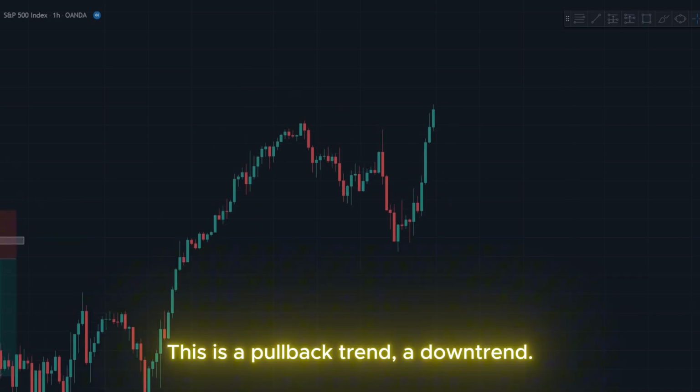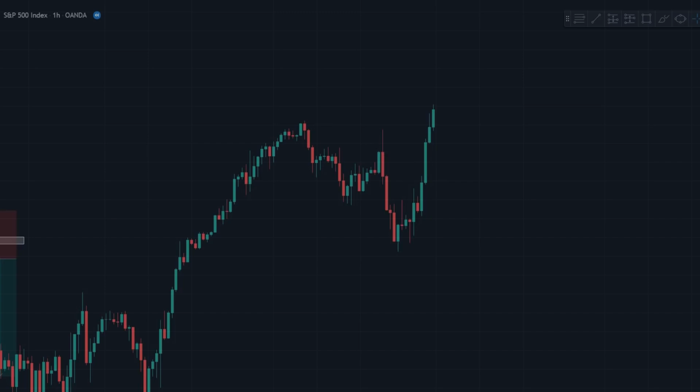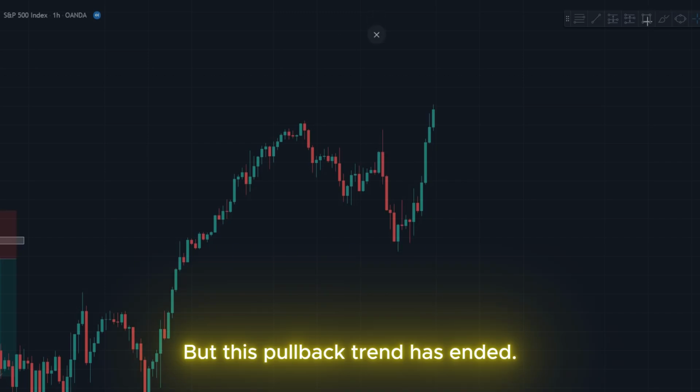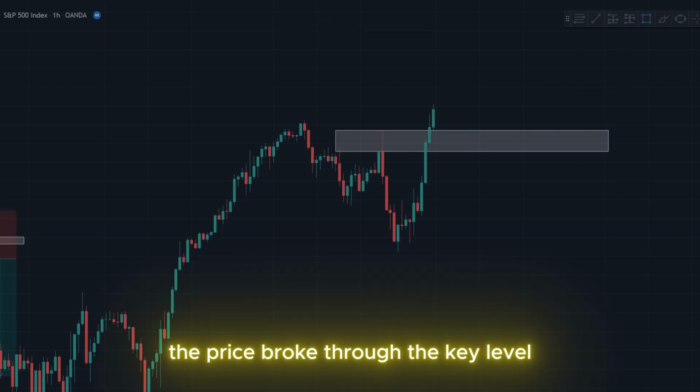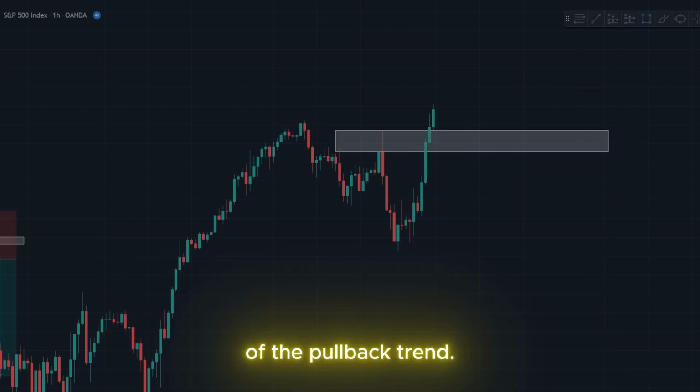This is a pullback trend, a downtrend. But this pullback trend has ended. It ended because the price broke through the key level of the pullback trend. Therefore, this is the time for us to observe for a trade entry.